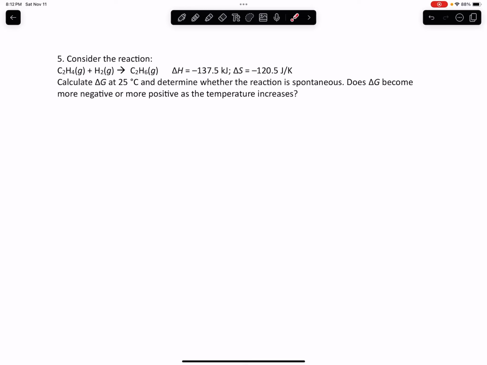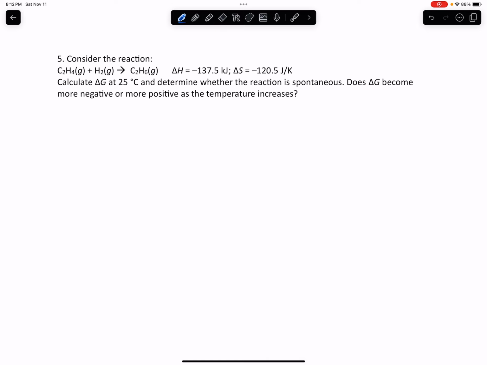Hello, it's Valentine from Simplistic, and we have a reaction given to us with a delta H and a delta S, and we're supposed to calculate delta G at a certain temperature. And then after we calculate delta G, we have to make some decisions about whether the reaction is spontaneous, and then some decisions about delta G, if it becomes more negative or more positive as the temperature increases.